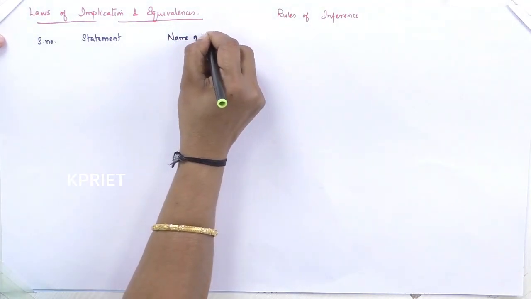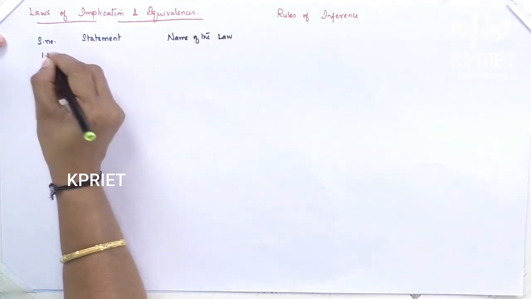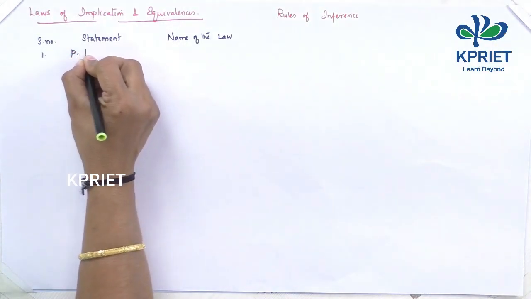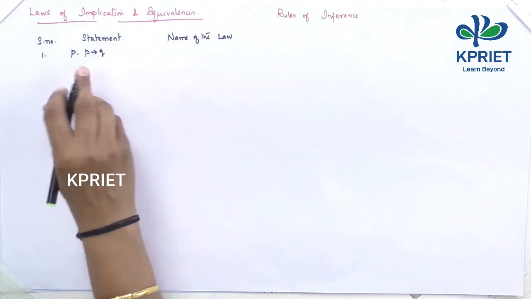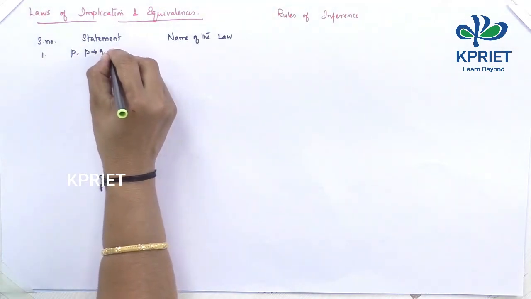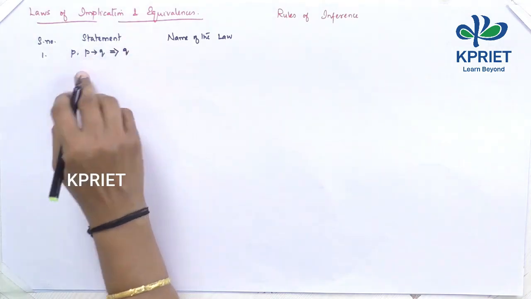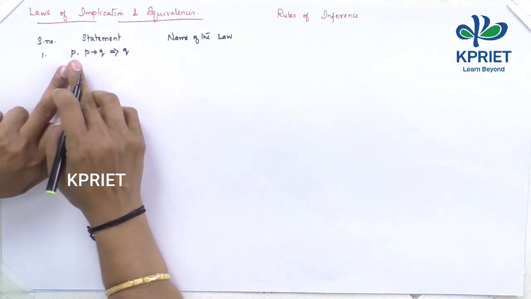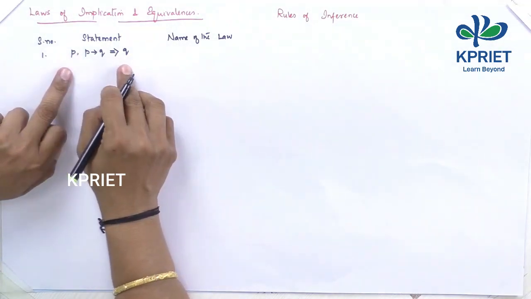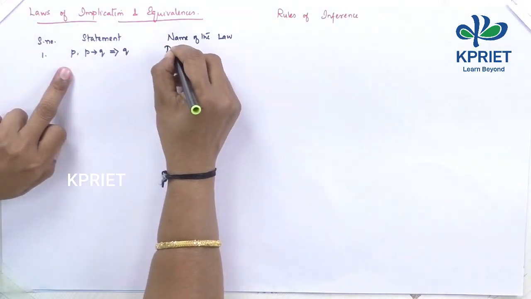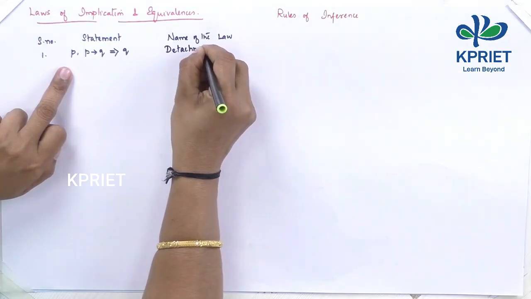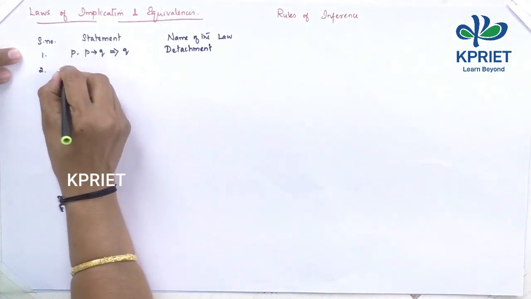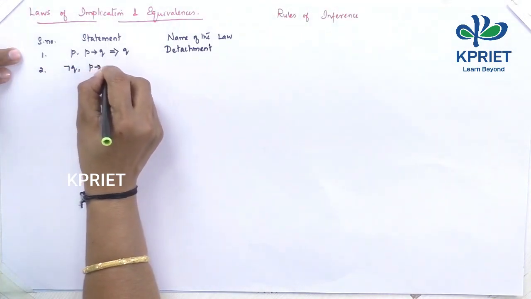Name of the law. This is very important. So first thing, if we have the statement as P and P conditional Q, P and P conditional Q will give us Q. You just think of these two will go off and we'll be left with only Q. That is called the detachment law.